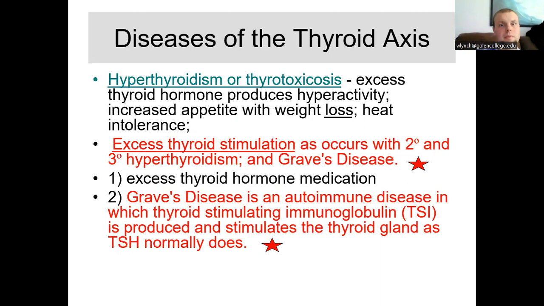Next is hyperthyroidism, which is excess thyroid hormone production. Thyroid stimulation can occur from secondary or tertiary hyperthyroidism, or from what we categorize as Graves' disease, right? So Graves' disease is an autoimmune disease. This is where we have TSI, which is known as thyroid stimulating immunoglobulin, an autoimmune response, okay? This is going to stimulate the thyroid gland, and it's going to act like TSH would. So TSI is going to stimulate the same receptors that TSH would, causing an overproduction of thyroid hormone and leading to Graves' disease symptoms.